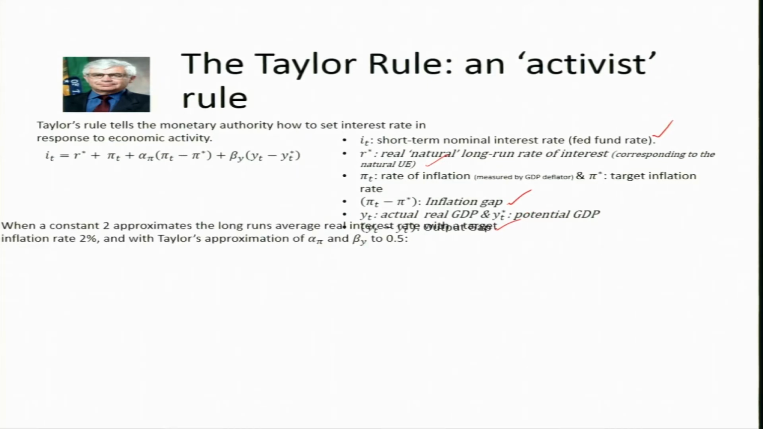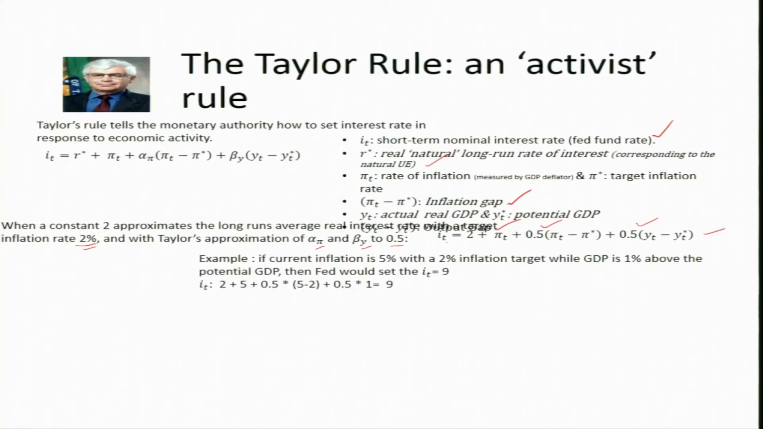According to John Taylor, he prescribed that a constant 2 approximates the long-run average real interest rate, with the target inflation rate of 2%, and with Taylor's approximation of alpha and beta equal to 0.5. Plugging in these values, this is how Taylor's rule looks. That means the weightage is 0.5 for the output gap, and inflation is also 0.5.